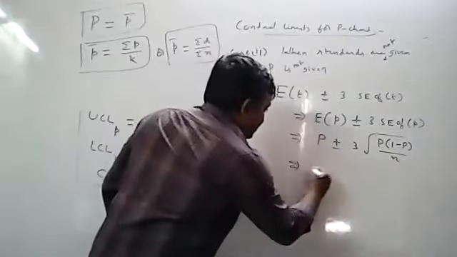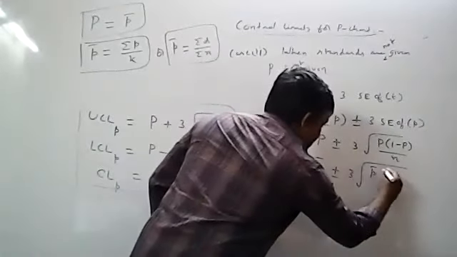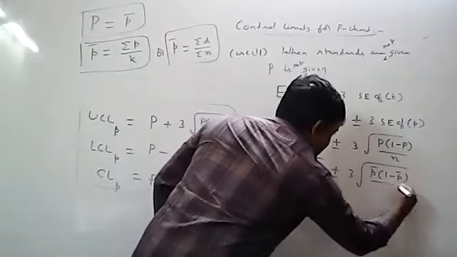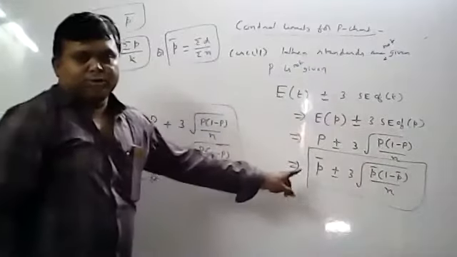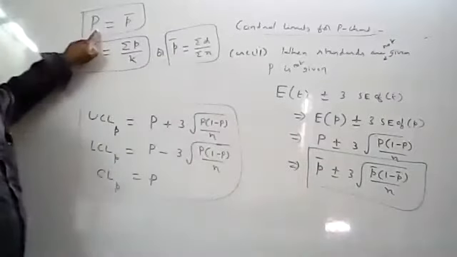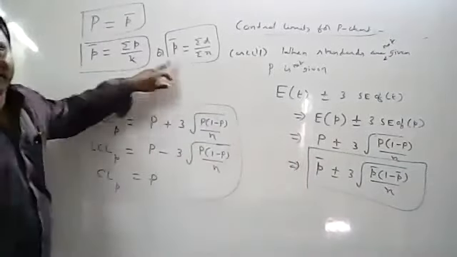In place of capital P, you have to substitute small p bar. So what is the formula you will get? Small p bar plus or minus 3 into root over small p bar into 1 minus small p bar by n. In place of capital P, substitute small p bar. That is the only difference. So how will you get small p bar? These are the small p bar formulas.